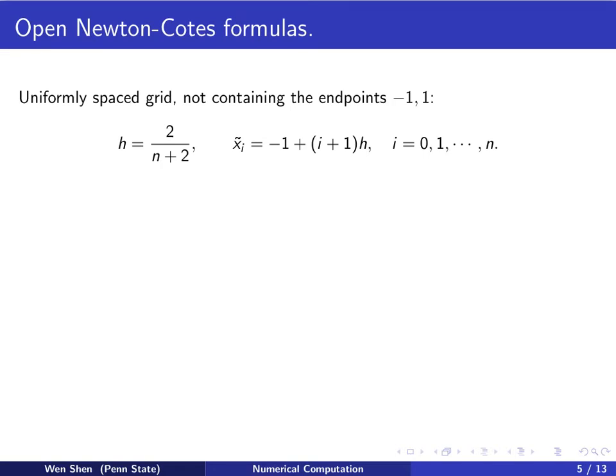If one does not include the endpoints as the points to integrate, this leads to a family of rules called open Newton-Cotes formulas. So let's consider again a uniformly spaced grid, but without including the endpoints. So h now is 2 over m plus 2, and the xi's will be -1 plus (i+1)h. So when i is 0, I will be at the point -1 plus h, that is not at the boundary.